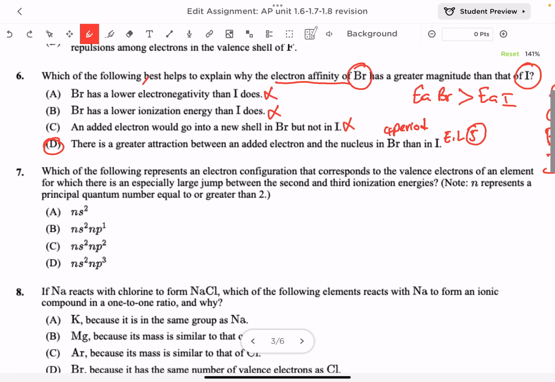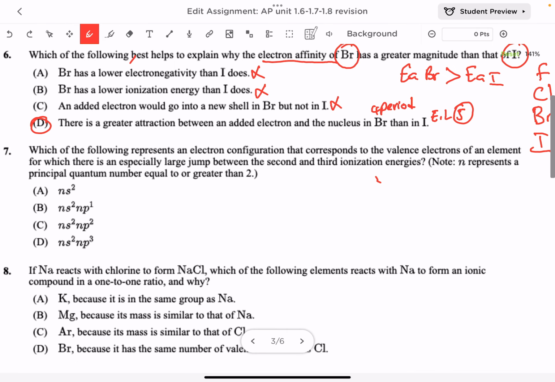Now moving on, which of the following represents the electron configuration that corresponds to the valence electrons of an element for which there is an especially large jump? Okay, large jump. So when we have a large jump in the ionization energy, we're talking about a removal of electron from inner electrons and not any more valence electrons.